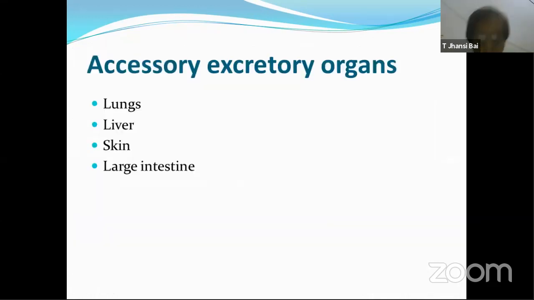Now, in the first PPT that we started this chapter with, I already told you that there are other organs present in our body doing the function of excretion, but they are not the main excretory organs. They are meant for something else, but simultaneously they try to remove waste things that are produced as a process of metabolism.